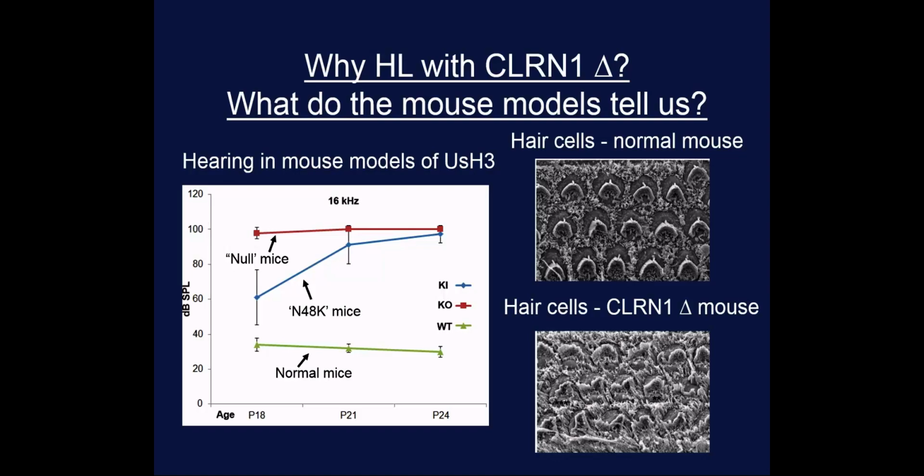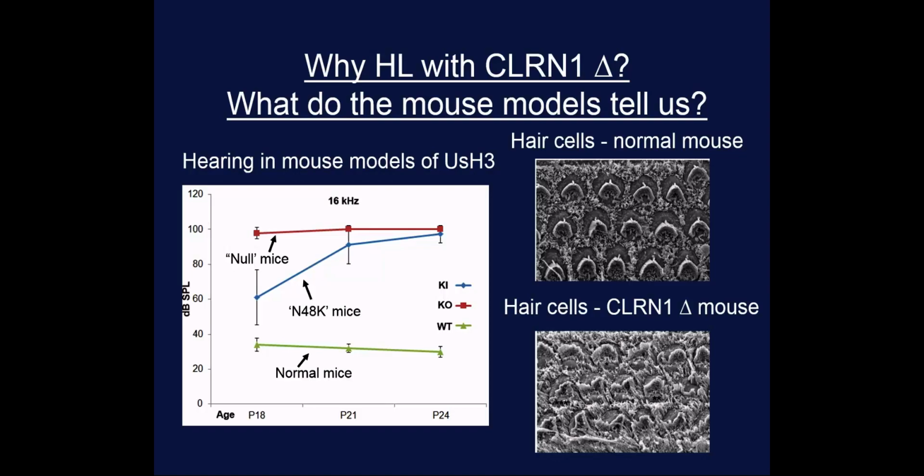What is 35 decibel equal to? Approximately sound intensity of a whisper. In contrast, the Clan1 null mice shown in the top red line do not respond even to 100 decibel sound intensity. 100 decibel sound intensity would be the sound you hear at wood shop.